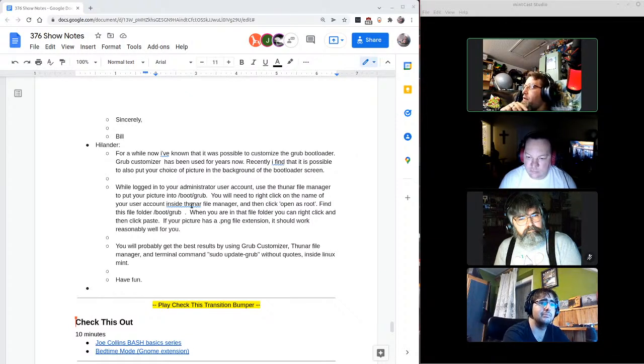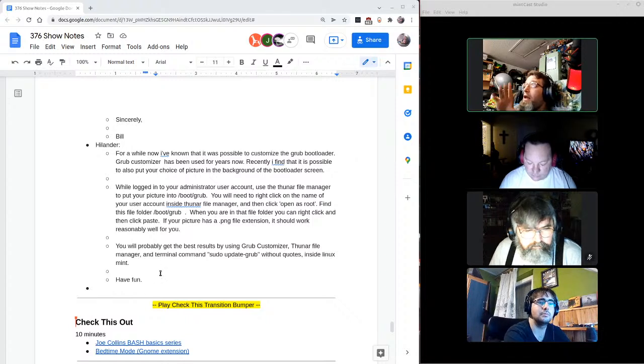You will need to right-click on the name of the user account inside Thunar file manager and then click open as root. Find this folder, /boot/grub. When you are in that folder, you can right click and then click paste. If your picture has a PNG file extension, it should work reasonably well for you. You will probably get the best results by using Grub Customizer, Thunar File Manager, and the terminal command sudo update-grub, without quotes, inside Linux Mint. Have fun.